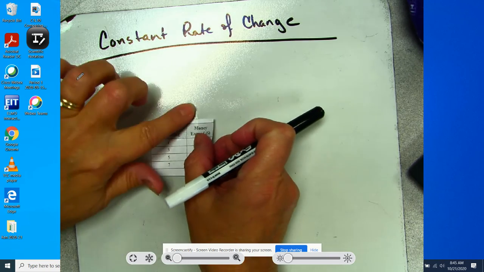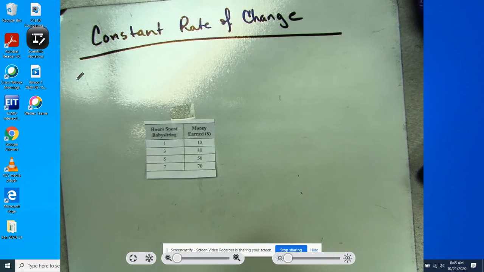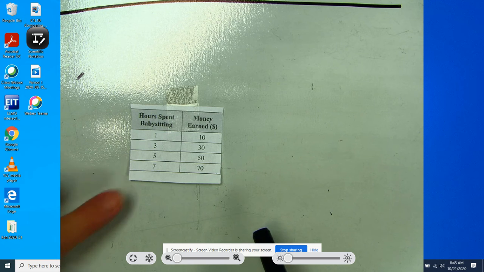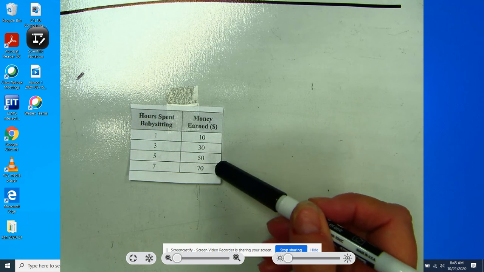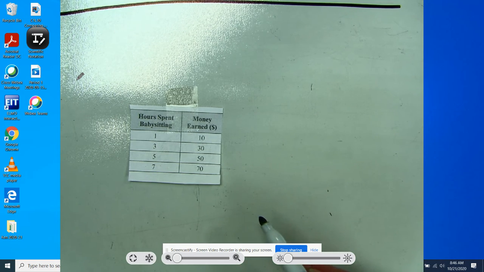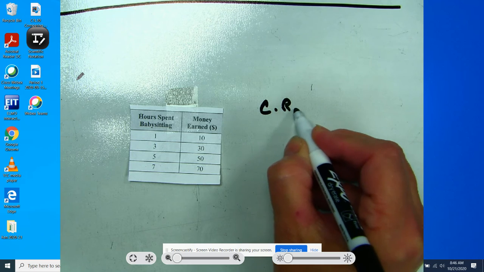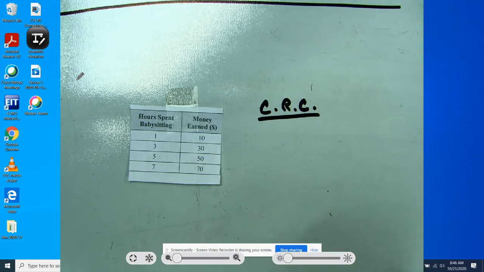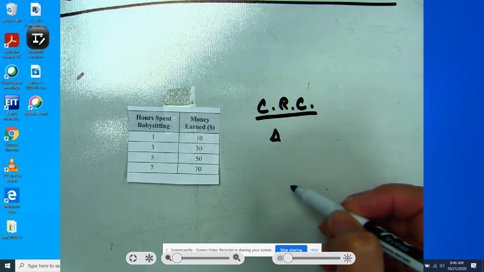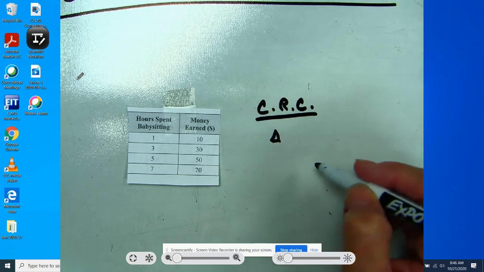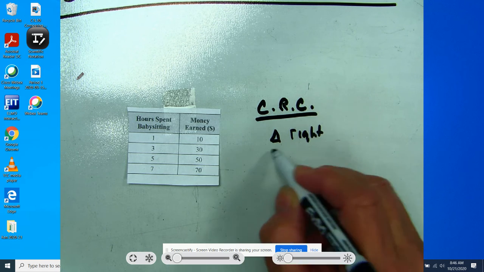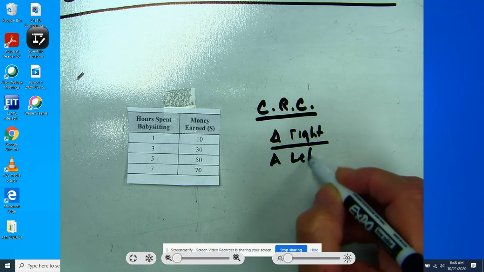So here we have a babysitter. She is babysitting for 1, 3, 5, and 7 hours. She earns $10, $30, $50, and $70 for those particular hours. To find the constant rate of change, I'm going to call it CRC because I don't want to keep writing that long phrase. You're going to find the change, the triangle is for the Greek letter delta, and delta means change. So the change on the right over the change on the left.